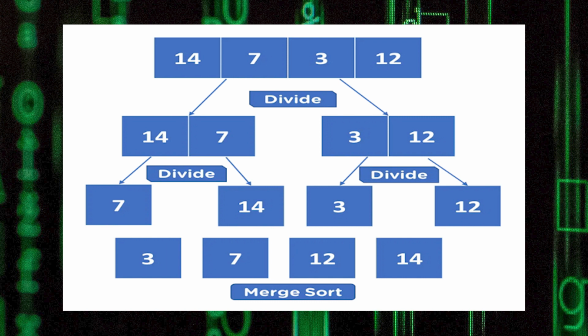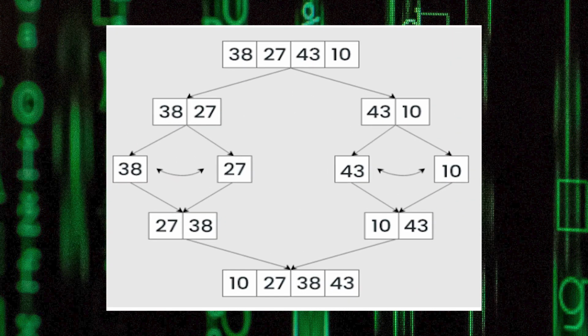Here we have taken another example of the same 4 elements. Why are we taking a few examples? Because there is a chance that, suppose, we are taking an even number of elements in the array. Here also we have taken 4 elements, and in the previous example we also took 4 elements.